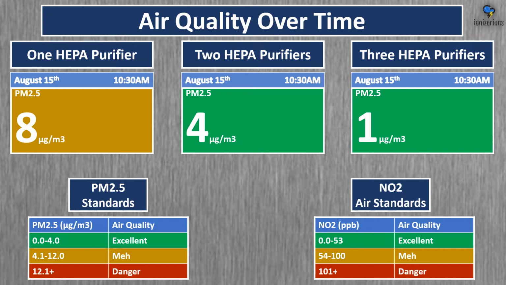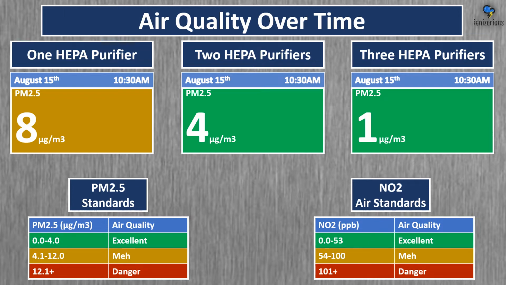In this slide, I show a situation where you own 1, 2, or 3 HEPA purifiers. In the first image, you can see you would have 8 micrograms per meter cube of particulate matter. In the second image, with 2 HEPA purifiers, your air would be cleaner and you would be at 4 micrograms per meter cube. In the third image, you would have 3 HEPA purifiers and you would have excellent air at 1 microgram per meter cube.